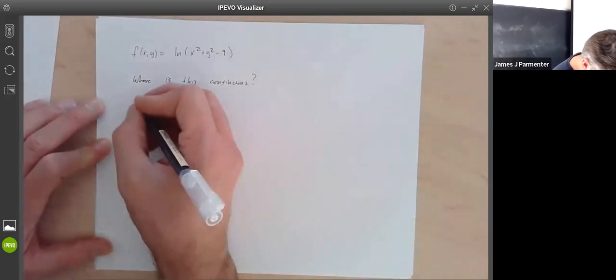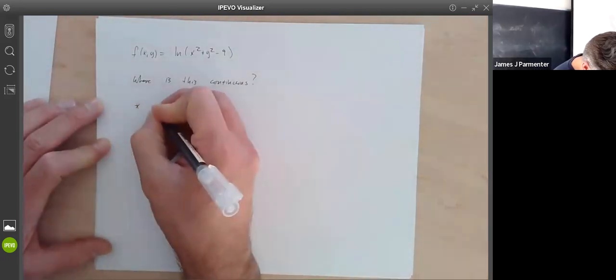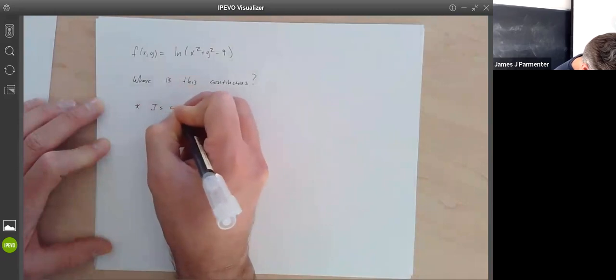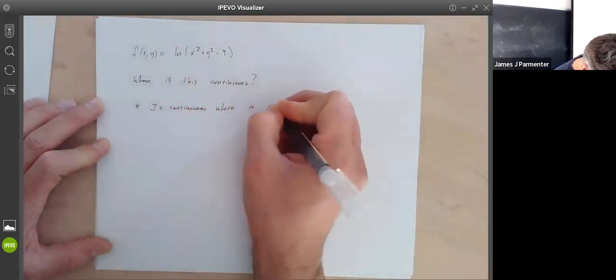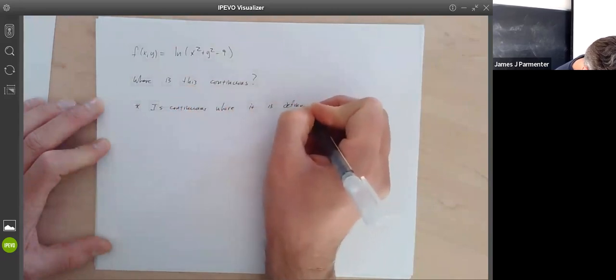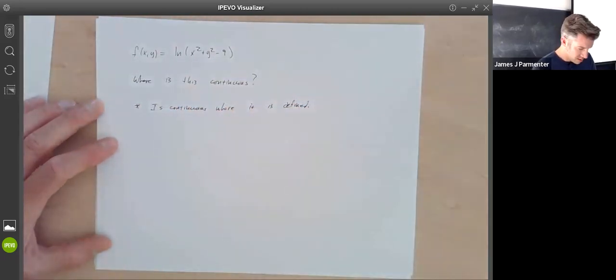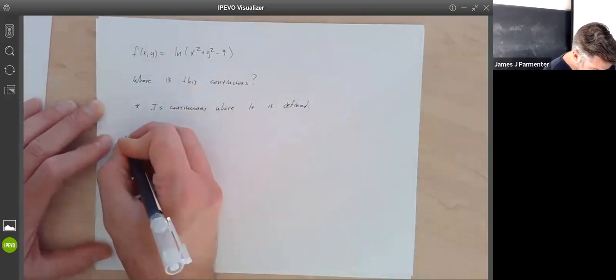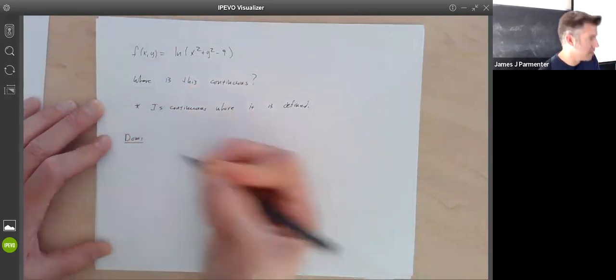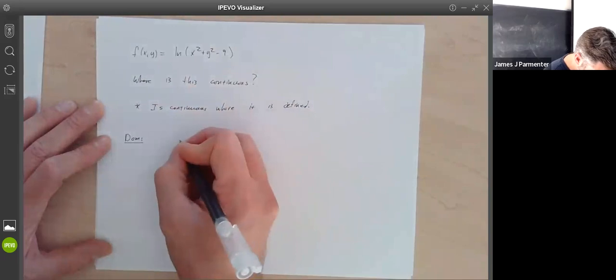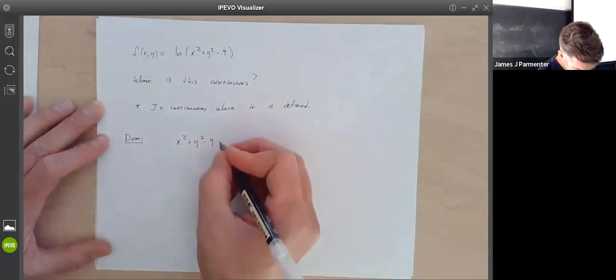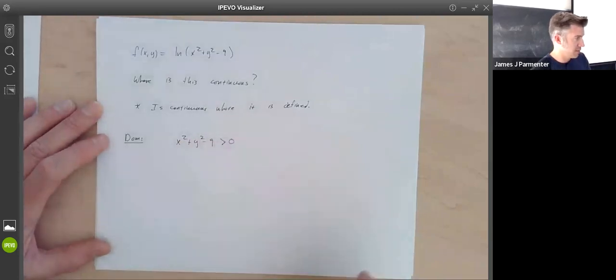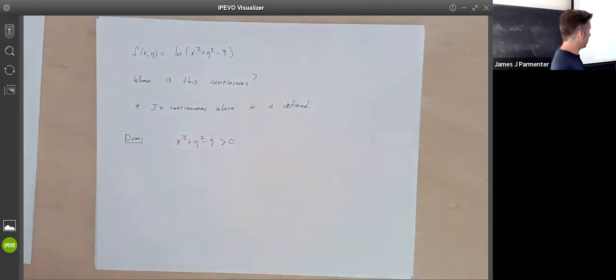So this function is continuous where it's defined. So we need to look at the domain here. Back to domain. We've got x squared plus y squared minus 9 has to be strictly greater than 0, because for logarithms, we can't take the log of 0 or a negative number.